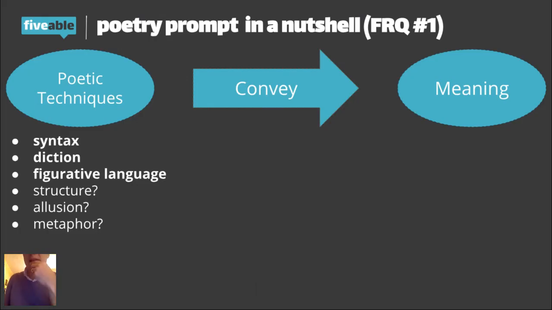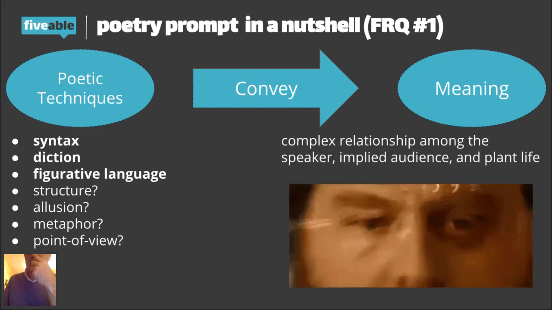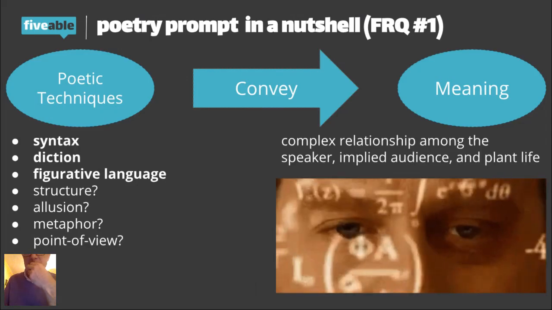Now, in terms of the meaning, it is kind of complex this time. Oh, point of view. I thought that might be a good one too. Complex relationship among the speaker, implied audience, and plant life. That's a lot of relationships. That's a three-way relationship. And so I'm a little bit confused here. Wanted to use this GIF. And so this is pretty complicated.